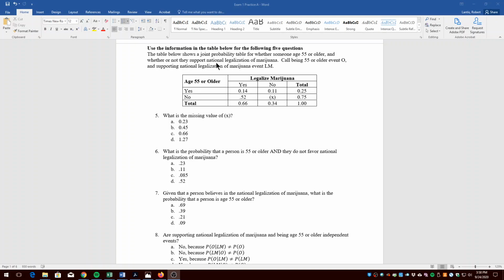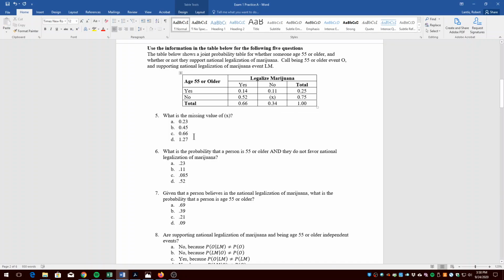We then also have wanting marijuana nationally legalized, being yes or no, where if they do, we'll call that LM, and if no, we would call that LM complement. So we're given quite a bit of the information here. I'm not sure why this 0 was left off here, but just to make that look a little nicer.